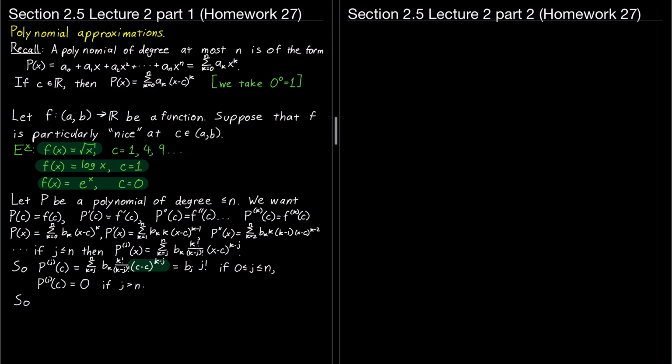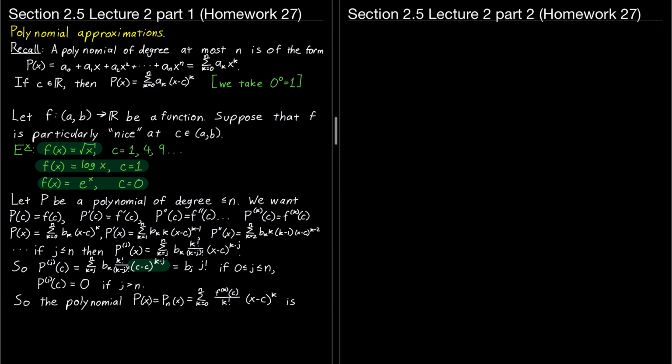So let's put it all together. The polynomial p of x, sometimes we write p_n of x. This is the sum from k equals 0 to n because it's a polynomial of degree n. And then our b_k times k factorial is the derivative. So we write down what we want the derivative to be. That's the kth derivative of f at the point c. We divide by k factorial, times (x minus c) to the k.